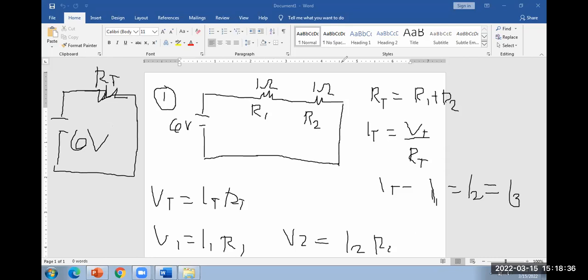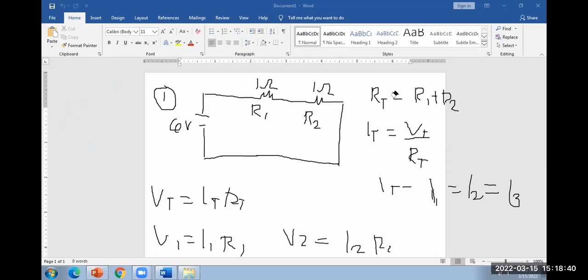Okay, so what is the total resistance? Sige, solve nyo, what is the total resistance? What is the current of the circuit? Ano yung current natin? And what is the total voltage across the resistors? Ano yung mga total natin?